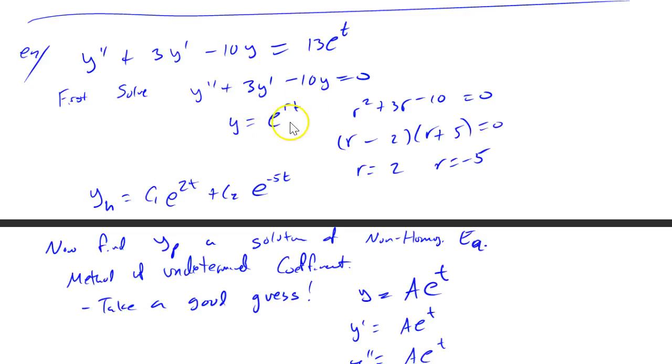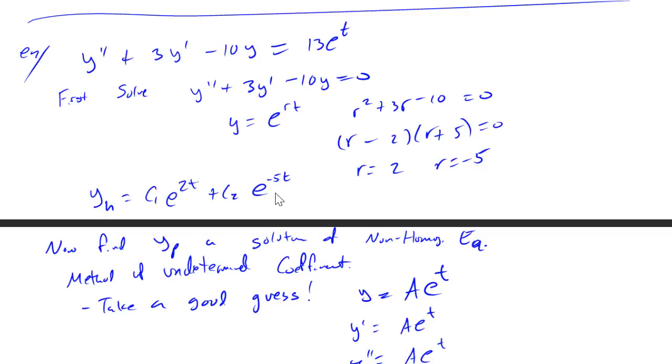So I'm assuming the answer looks like y equals e to the rt. Plug that in, we end up with this quadratic equation that we need to solve. Anyway, I got factors here, and I get that r equals 2 or r equals -5, which tells me that the general solution of the homogeneous equation looks like this. I'll call it y sub h, h standing for homogeneous. So C1 times my first solution, e to the 2t, and C2 times my second solution, e to the -5t.